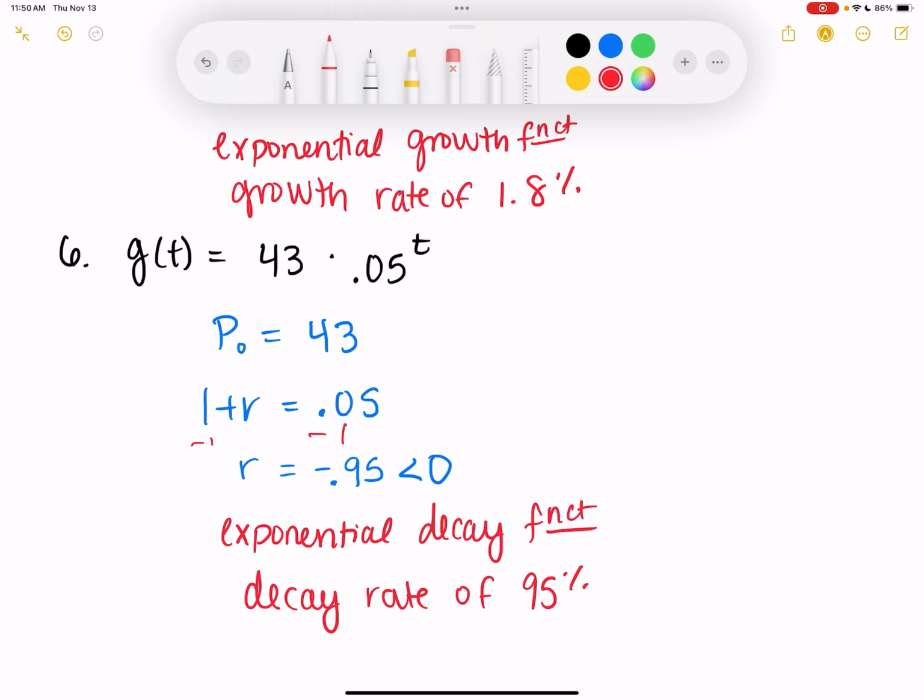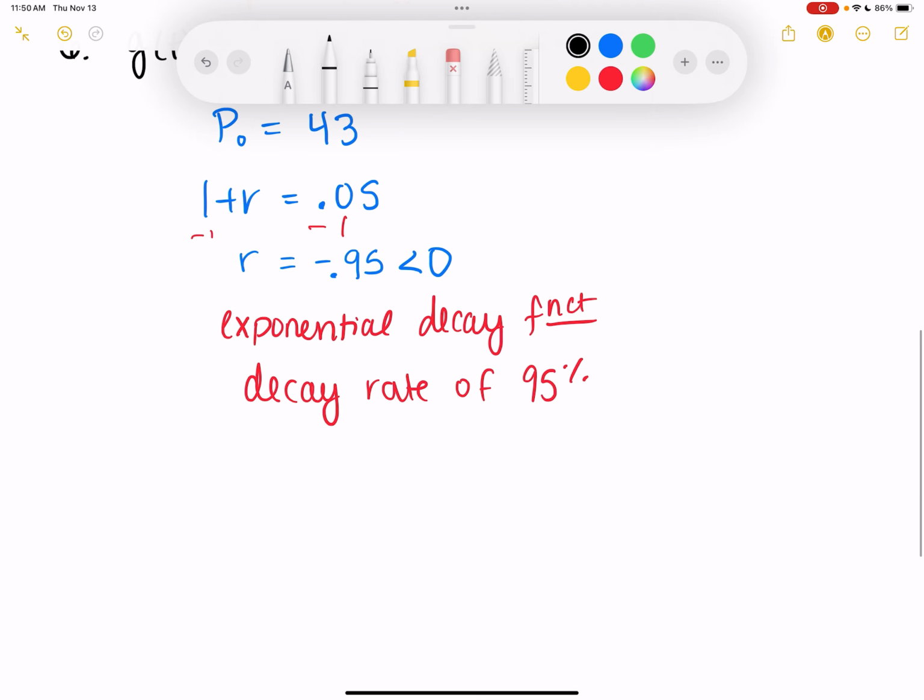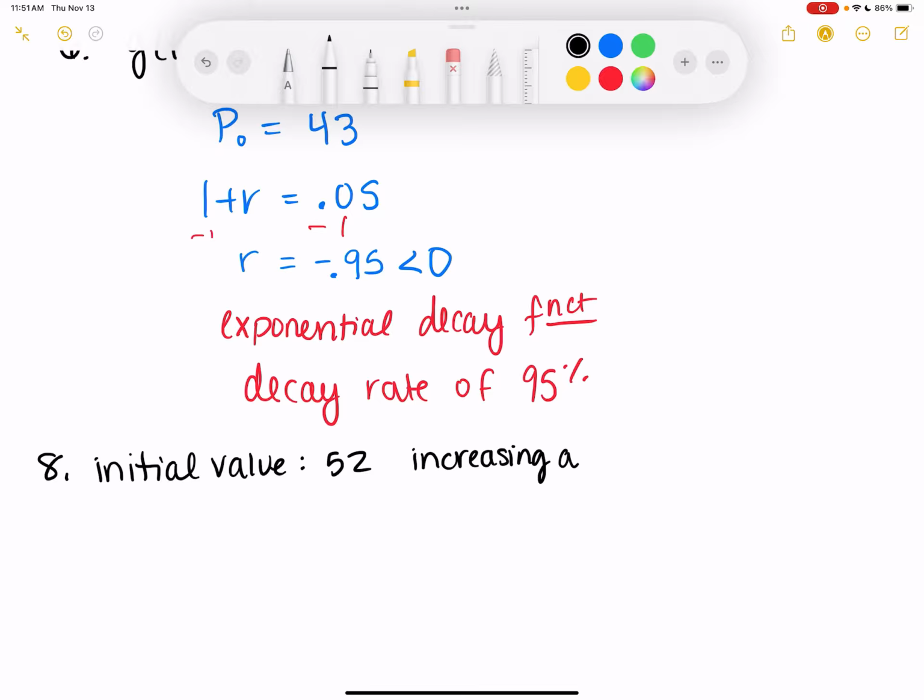Okay, our next problem says to determine the exponential function that satisfies the given condition. So essentially we're just setting up the functions with the information that they give us. So 8, they give us an initial value, and I don't care if you just write that as P0 instead of copying it over as it is, but the initial value is 52, and then they say that it's increasing at a rate of 2.3% per day.